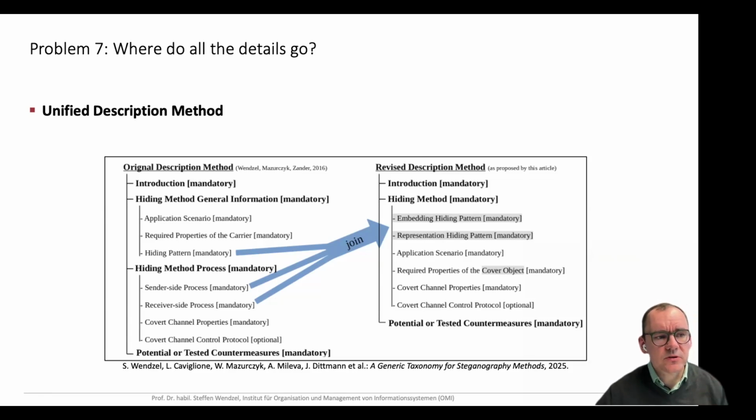So you can use this description method in your paper to aid the replicability of your hiding method that you describe, because then others can easily see what you have done and what can still be enhanced. For instance, which application scenario do you foresee? What are the properties of the cover object that you foresee, and so on. And they can potentially change things or enhance things.